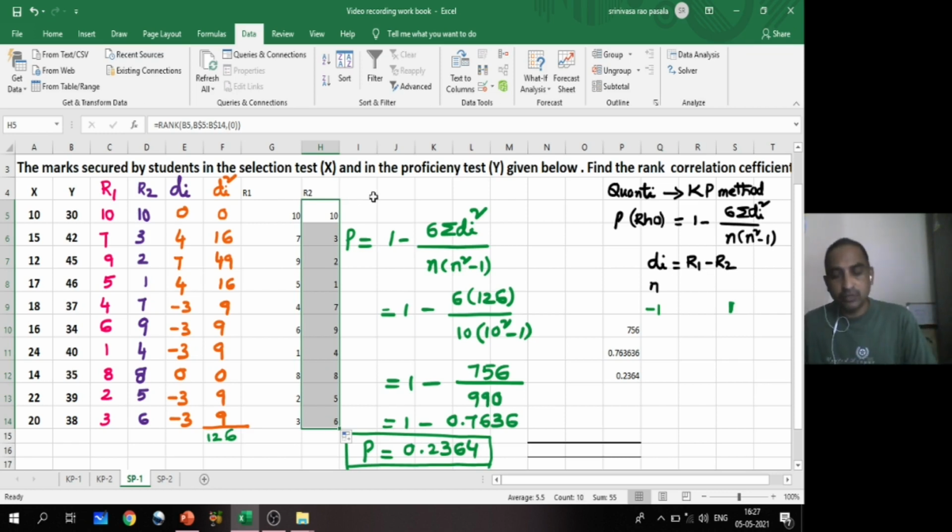Maybe you have a doubt: is there any tool for calculation of Spearman's rank correlation coefficient? Generally the rank correlation, that means the product moment method, Karl Pearson's correlation coefficient method, and this method will give the same values, right? So that's why there is no separate tool for calculation of the rank correlation coefficient. So R1 minus R2, the same di square, and substitute in the formula, you will get this answer, right? So thank you.